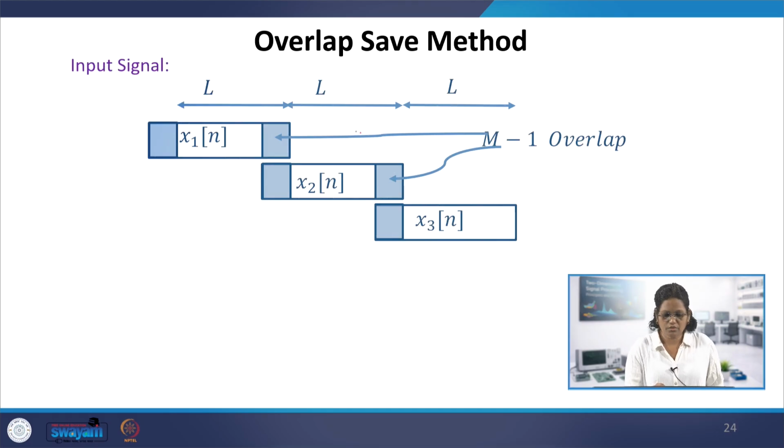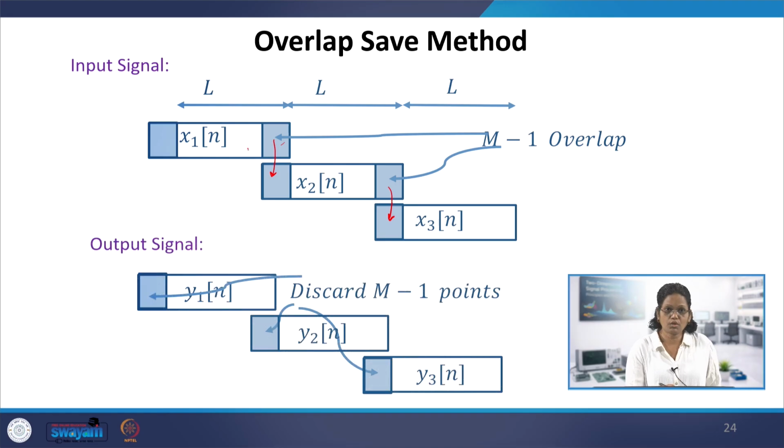To visualize this overlap save method, here you have the zeros, and these are M-1 points of overlap. The length goes up to this point, and this is repeated over here in the segments x1, x2, x3. Then perform the convolution with h, or use the DFT method. You get y1, y2, y3, and the first M-1 samples need to be discarded if you use the DFT. In the case of time domain convolution, the last M-1 samples should also be discarded.